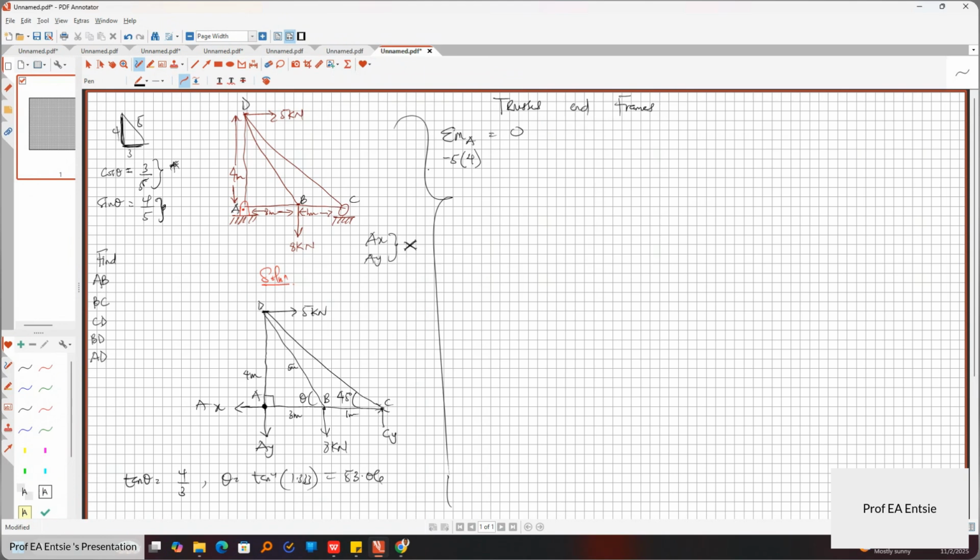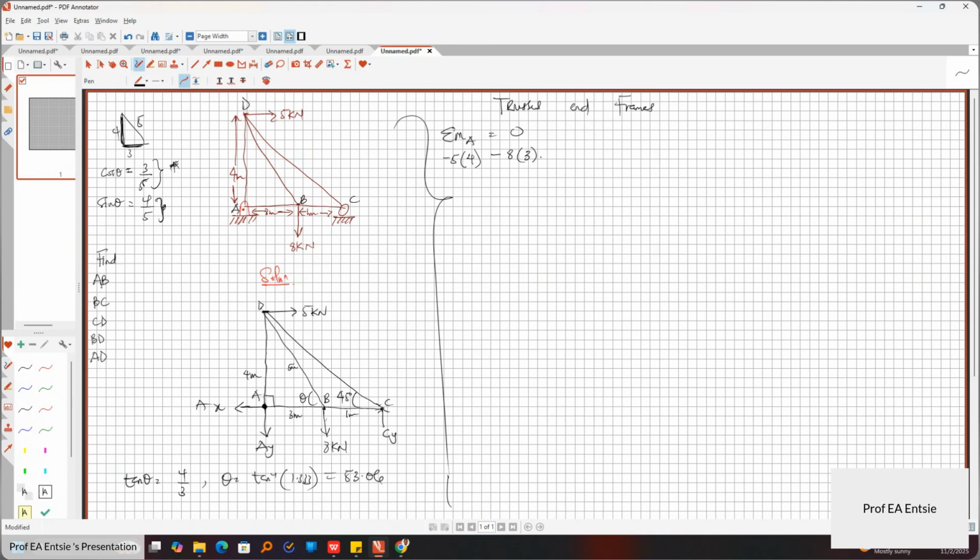What force will cause a moment again? The 8 kilonewtons at B. So now I want you to put your finger at where you are taking a moment, A. You can see that the 8 kilonewtons will take you clockwise at A. So it will be minus 8 times, the force is vertical, so the distance will be horizontal, which is 3 meters. So 3.